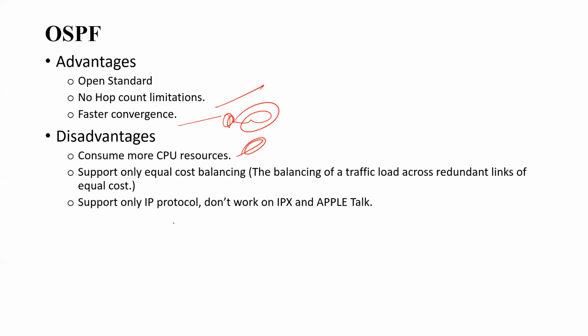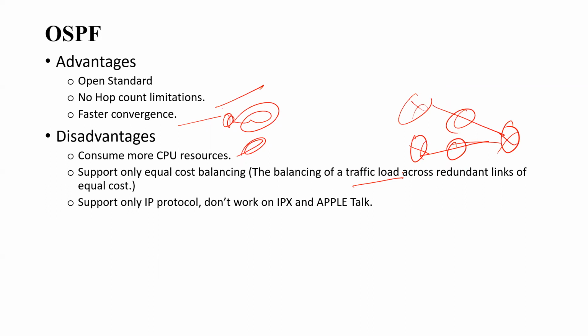And it supports only equal cost load balancing. That is balancing of traffic load across the redundant links at equal cost. So we have two links which are connected to it. Suppose we have a router and this router, some routers. If you connect it to multiple links, it will share the load in a uniform way.